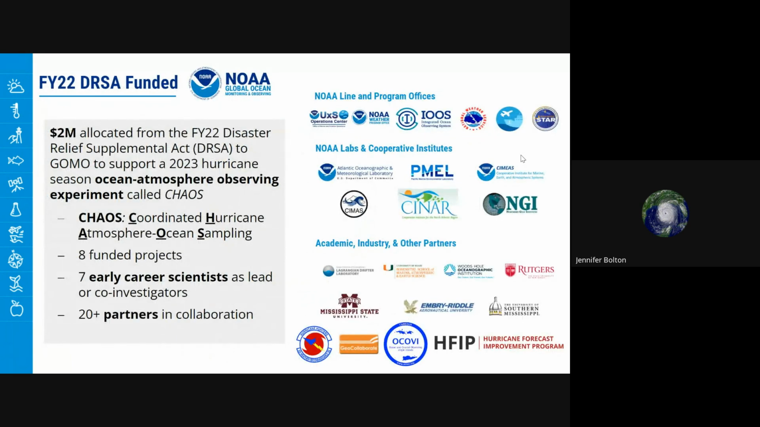All right, so the funding, a one-time funding of $2 million went to GOMO, and this was used to fund the CHAOS program for this past hurricane season, and it funded 8 different projects. I'll summarize some of these in the next couple slides, including 7 early career scientists as leads and co-leads, and more than 20 partners collaborating in this. And you can see some of those logos there on the right, separated into NOAA on the top, and then other academic and other partners on the bottom, including HFIP on the bottom right.